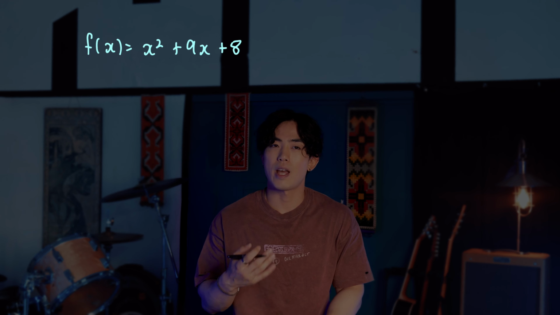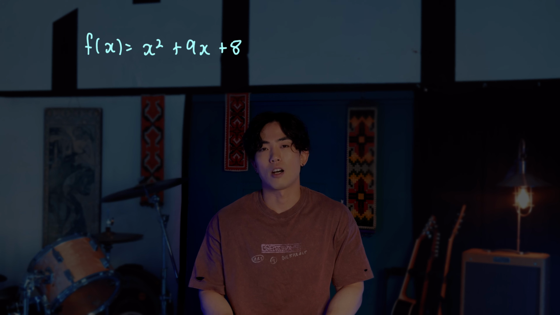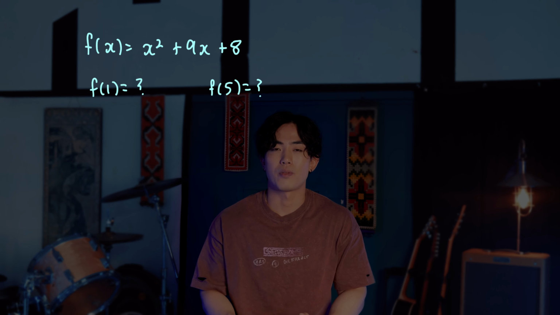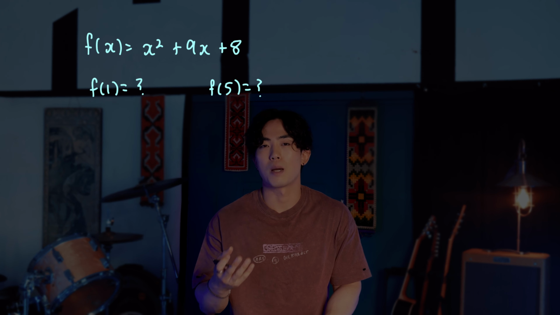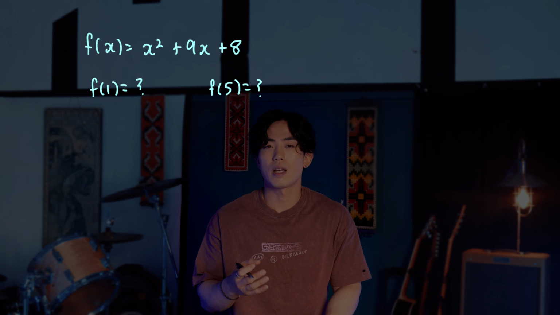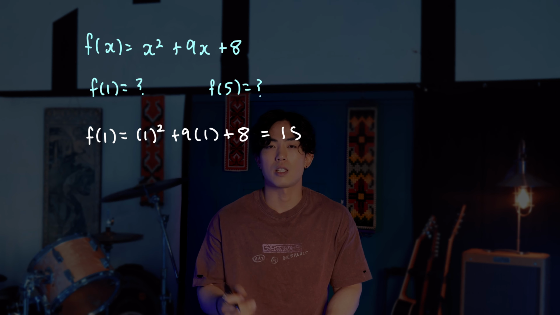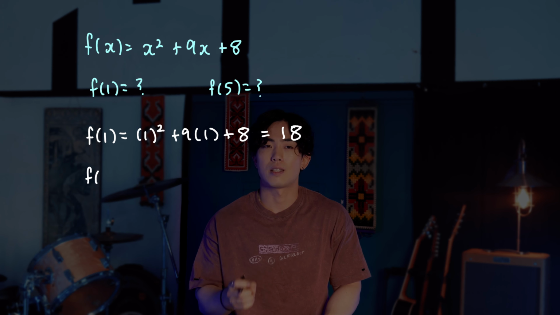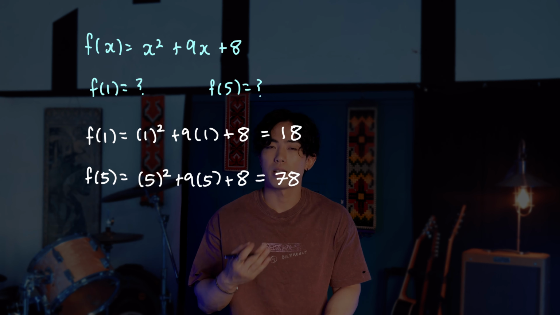Okay, so let's look at this example here. If we have this function f of x is equal to x squared plus 9x plus 8, and they ask us what's f of 1 and f of 5. What that essentially means is what is the value the function outputs when I put in x is 1 and x is 5. So if I do f of 1, I just have to replace x's with 1. So I get f of 1 will be 1 squared plus 9 times 1 plus 8, 18. Same thing for f of 5, just instead I now replace x with 5 and I get a value of 78.